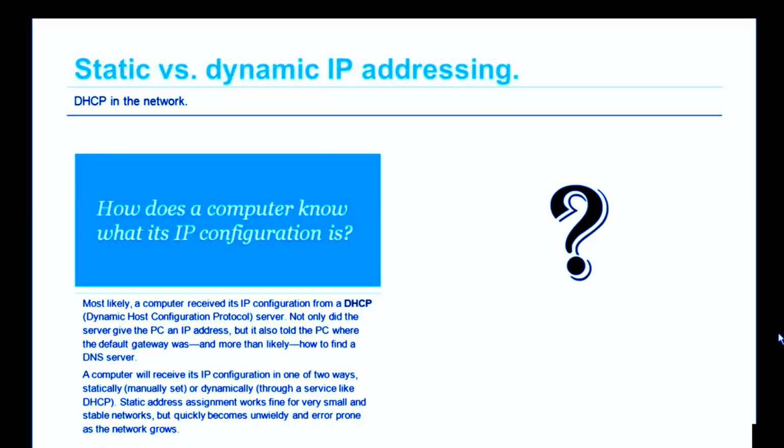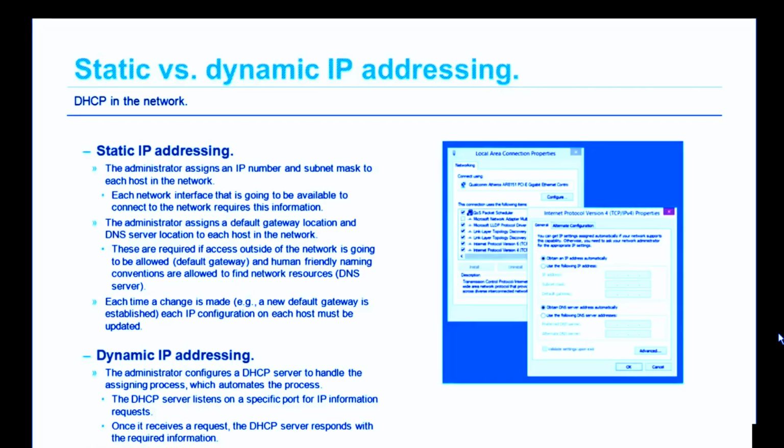Static IP address assignment works fine for very small and stable networks, but quickly becomes unwieldy and error-prone as the network grows and more nodes come onto the network. So let's talk a little bit more about static IP addressing. The administrator assigns an IP number and subnet mask to each host in the network, whether it be a PC, router, or some other piece of electronic equipment. Each network interface that is going to be available to connect to the network requires this information. The administrator also assigns a default gateway location and DNS server location to each host in the network. Now, these settings are required if access to outside networks is going to be allowed.